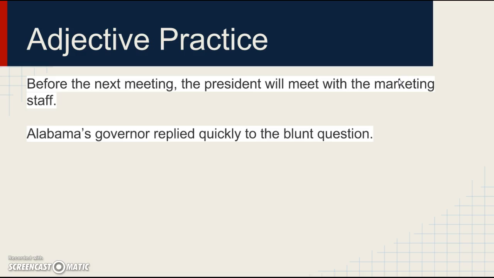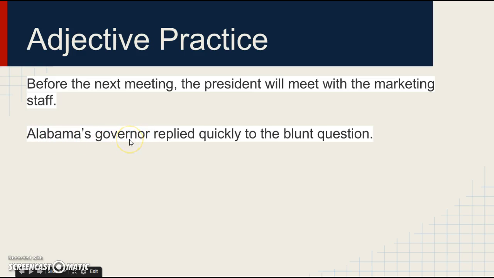The next sentence. Alabama's governor replied quickly to the blunt question. The word blunt means it's a very straightforward question. It's a very awkward question sometimes, and it's just straight to the point. They didn't dance around it. They just strictly went in and asked the question. That's what that means. But let's look at our nouns here. Alabama, that's a possessive noun. Obviously, it's a proper noun because it's capitalized. But let's look at governor.